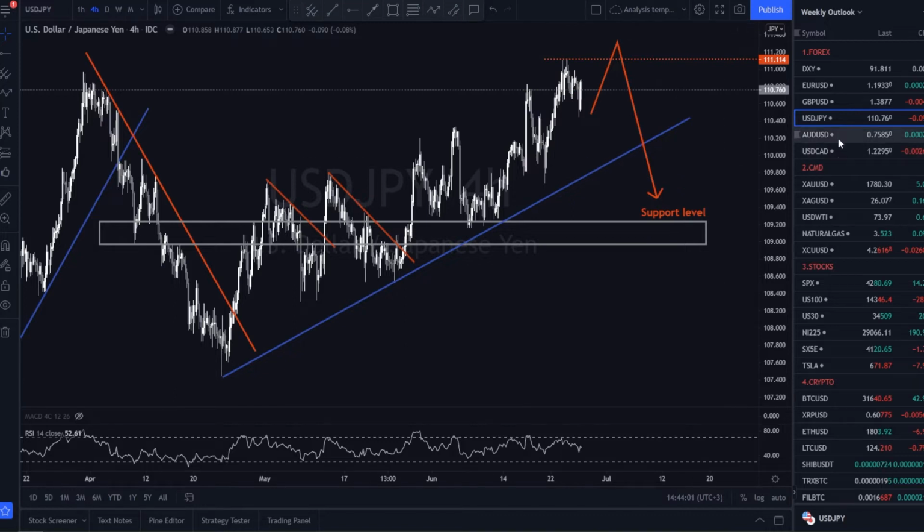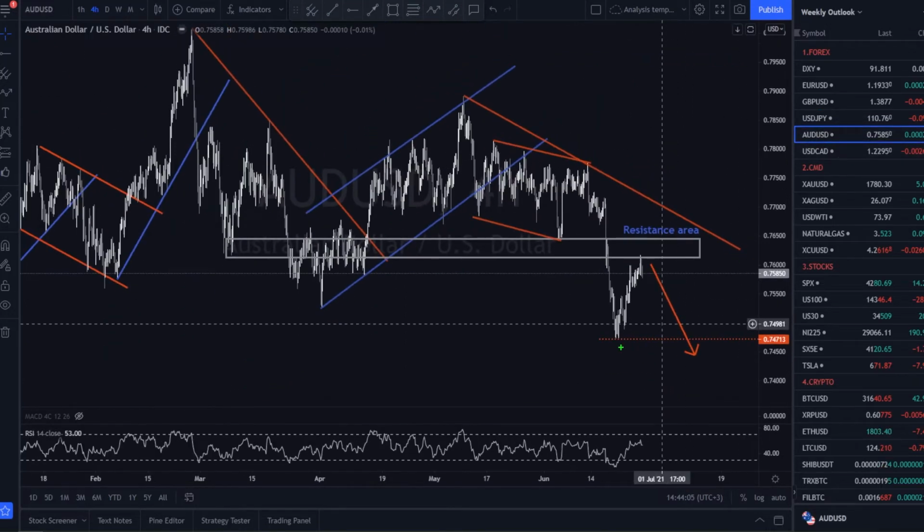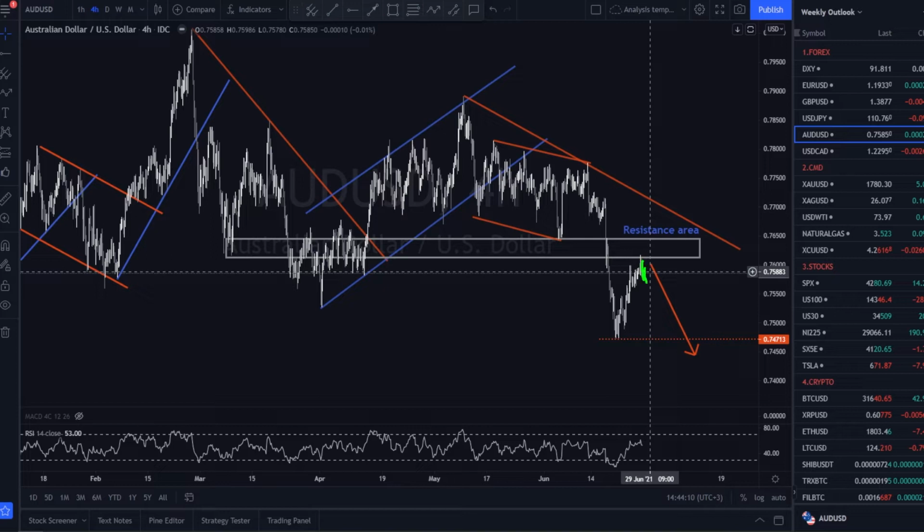Let's hop on to Aussie USD. Last week, our forecast came true as the Australian dollar reached the resistance area. In the coming week, we expect the price to continue to depreciate and break the previous low.